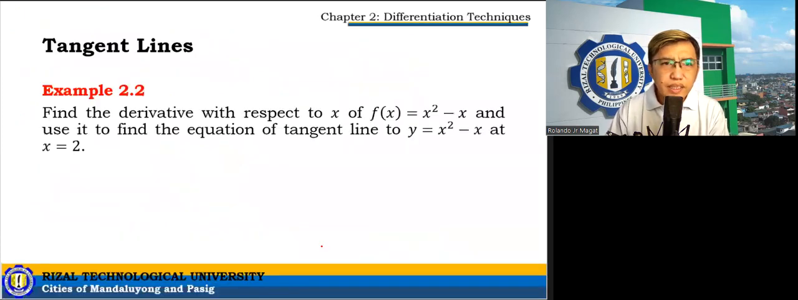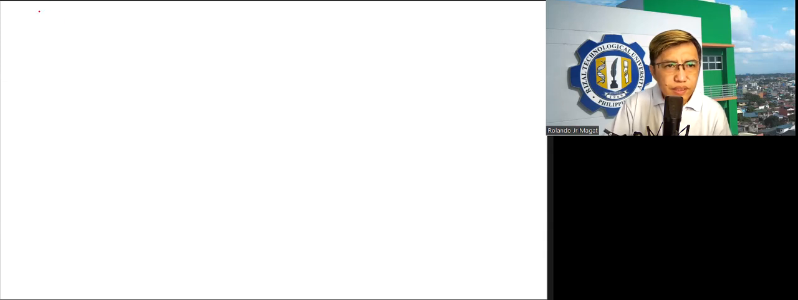Let's talk about the tangent lines. We're going to use the definition of limits to find the derivative of f of x is equal to x squared minus x and use it to find the equation of the tangent line to y is equal to x squared minus x at x is equal to 2. So how are we going to do that? First things first, let's find the derivative.